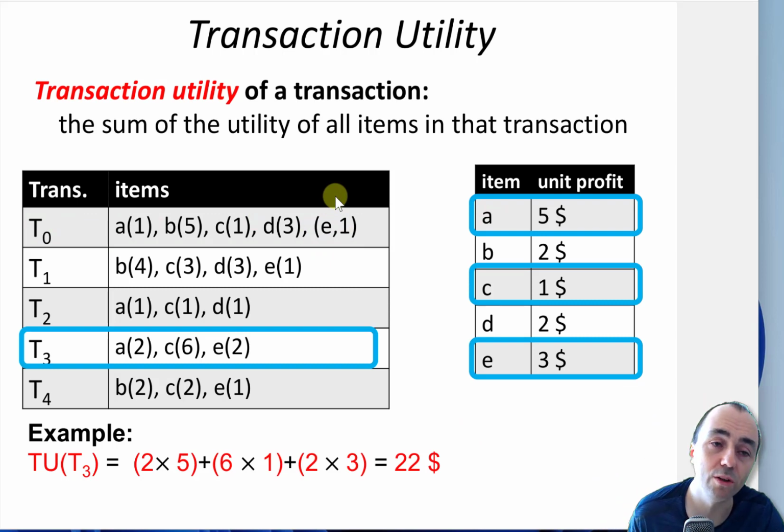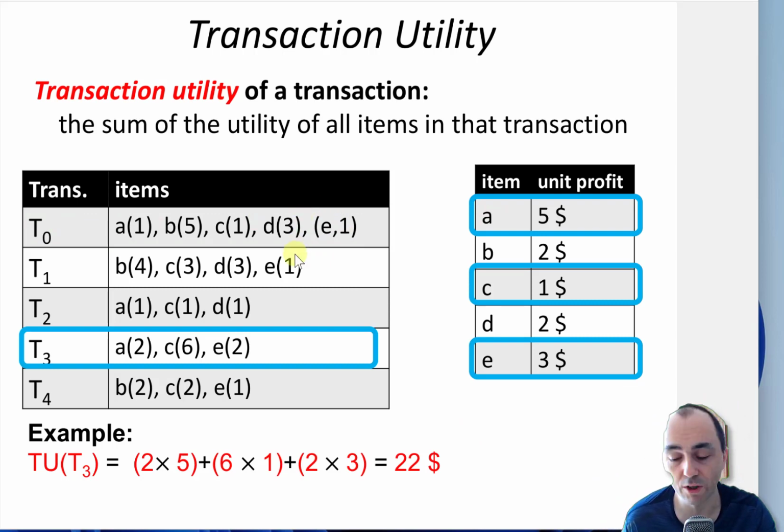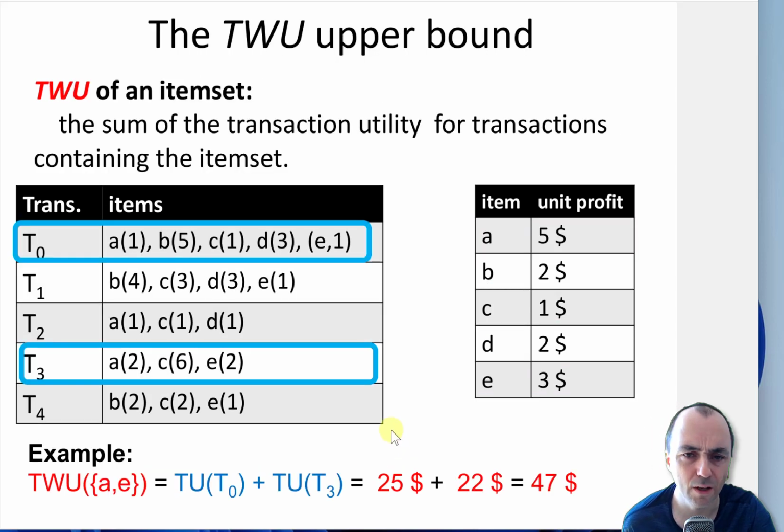Now let me show you another example so you can see how to calculate again. Here I will take another transaction, T3. So we have 2 apples for $5, 6 cakes for $1, and we have also 2 eggs for $3. So the transaction utility, if you buy everything in T3, will be $22. Okay, so this is a definition.